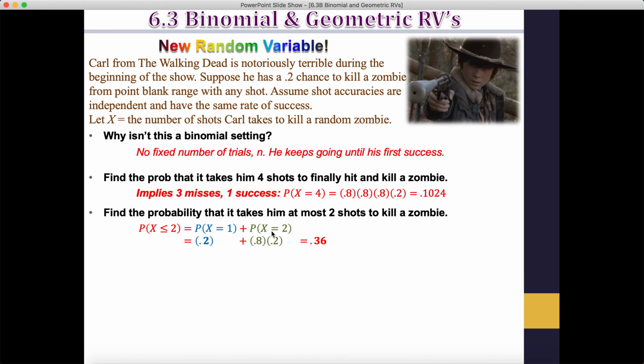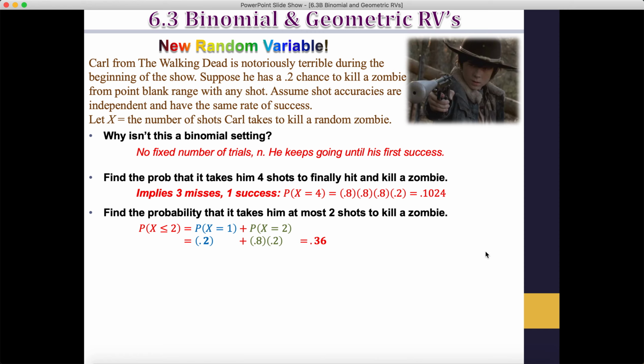And if his success is on the second shot, his first success, that would imply that his first shot missed. So X equals 2 really implies a failure and then a success. So the 0.8 times the 0.2 is 0.16. 0.16 plus 0.2 is 0.36. Since these are mutually exclusive events, we just add them without having to worry about overlap. Told you that chapter 5 stuff would come into play eventually.